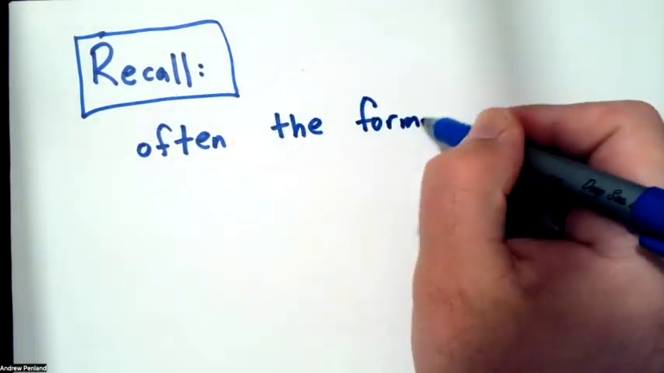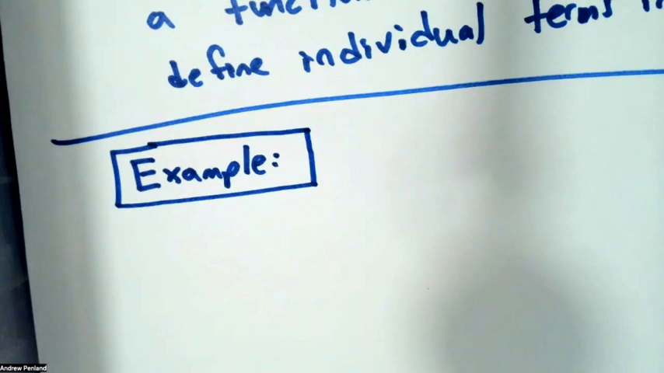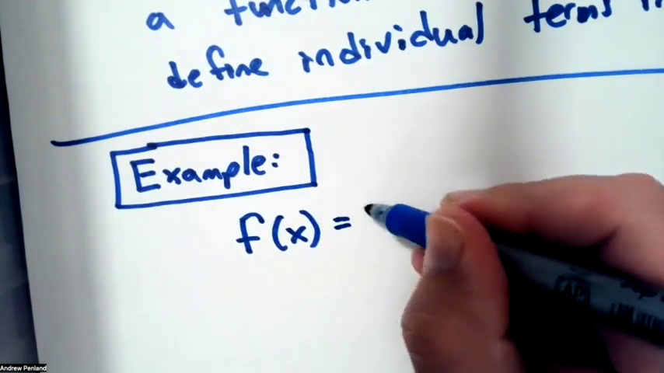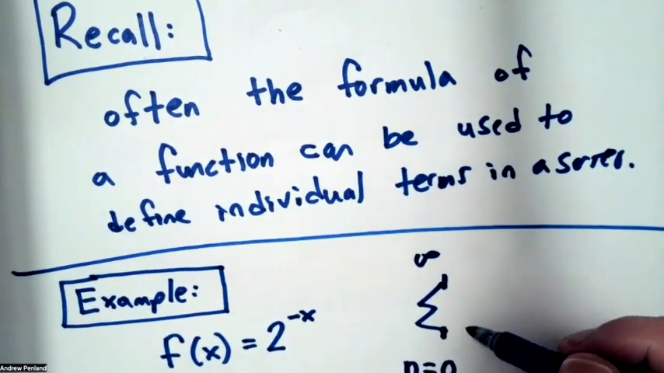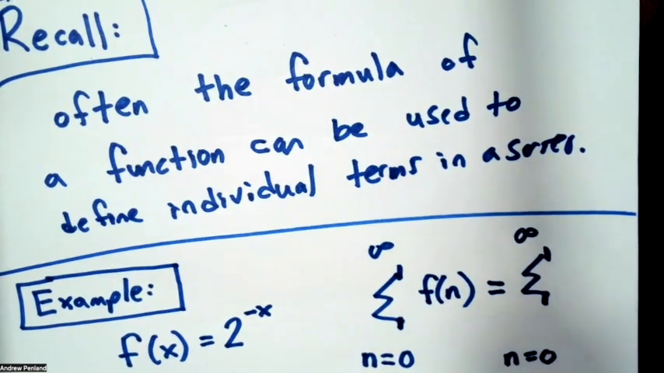Often the formula of a function can be used to define the terms of a series that are being added on. As an example, if we have f of x is equal to 2 raised to the negative x, then we could define the sum from 1 to infinity of f of n. The formula f would stay the same, so this just becomes the sum from 1 to infinity of 2 raised to the negative n.